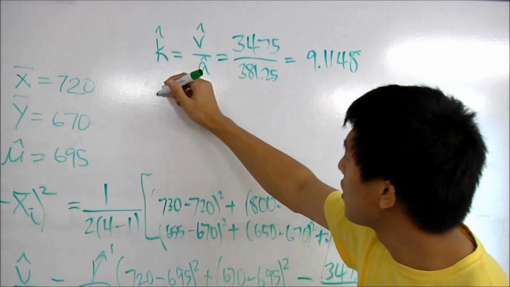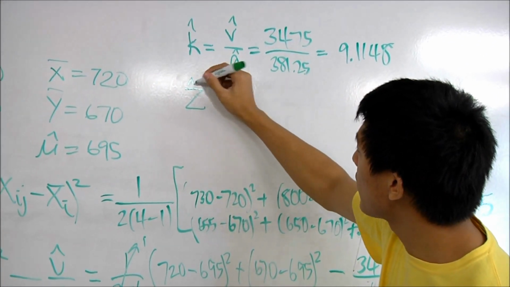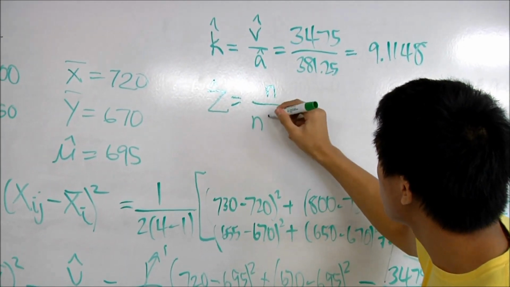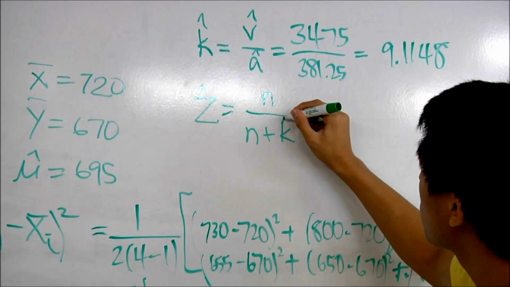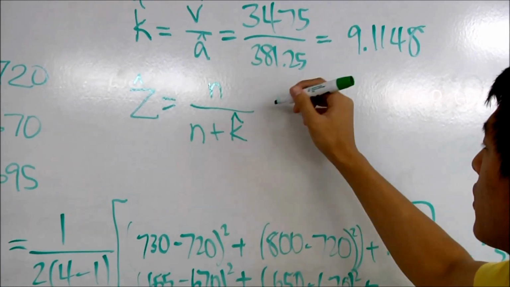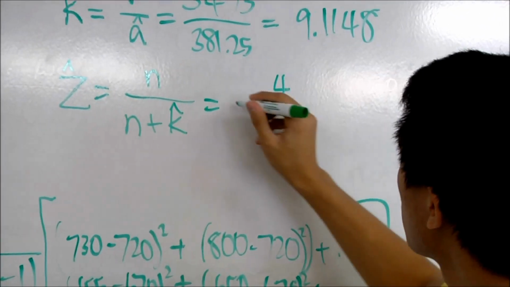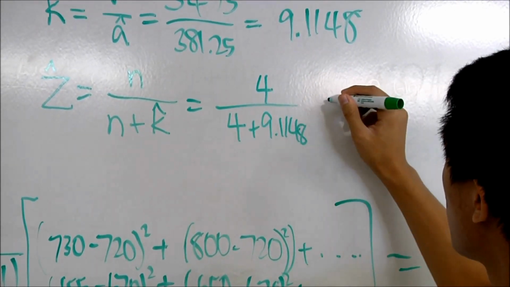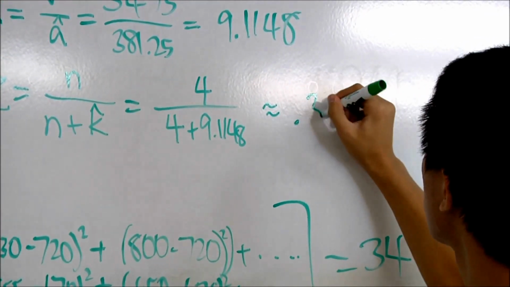And then from there, you find the actual estimated credibility factor, which is n divided by n plus k hat, n being the number of years once more. You have 4 over 4 plus the 9.1148 from above, and that should give you approximately 0.305.